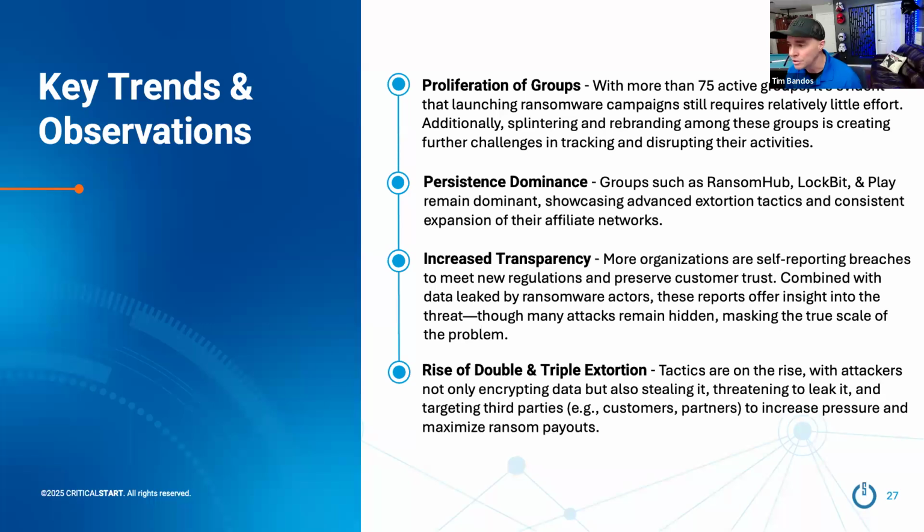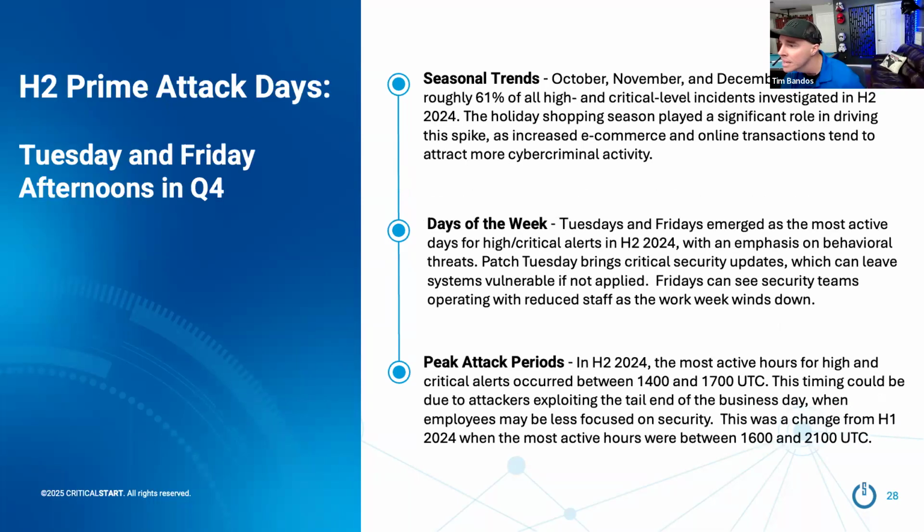And as I mentioned earlier, there's this rise of double and triple extortion, right? With attackers not only relying on encrypting data, but also stealing it, threatening to leak it, and then also targeting third parties like customers and partners if they get their hands on that type of information during their breach. Next slide.